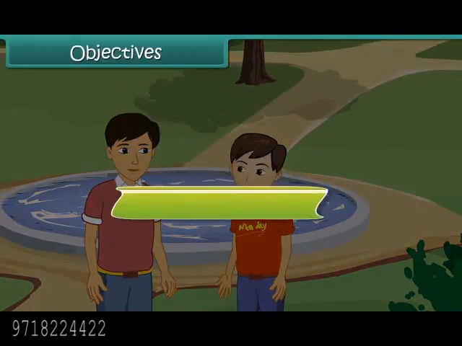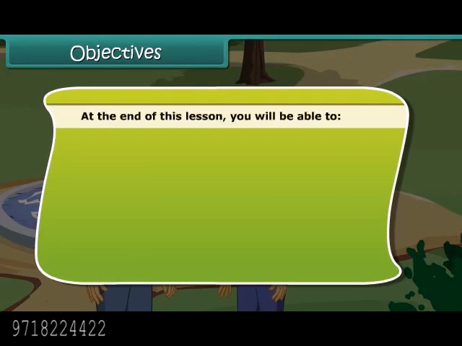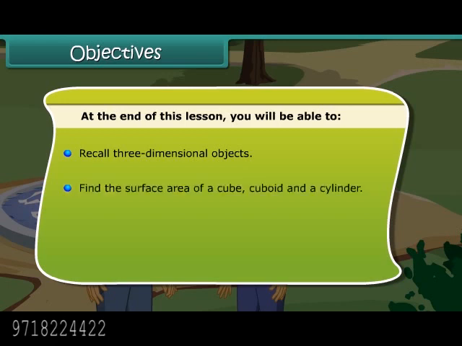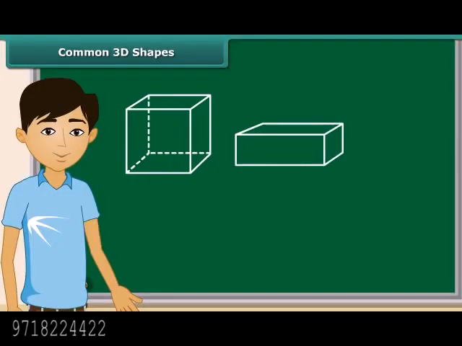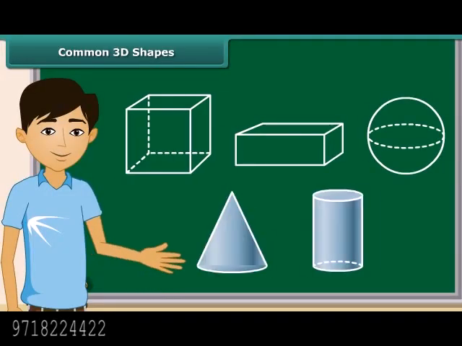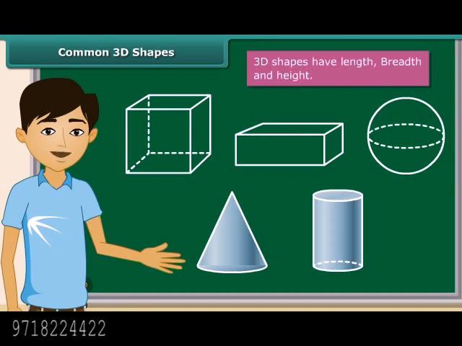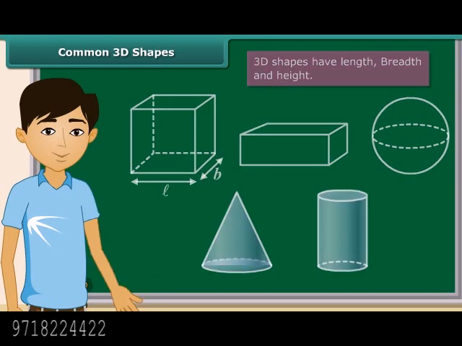Objectives. At the end of this lesson, you'll be able to recall three-dimensional objects, find the surface area of a cube, cuboid, and a cylinder, and learn about the volume of solids such as cube, cuboid, and cylinder. Hey, can you recall these shapes? Yes, these are three-dimensional because these have length, breadth, and height.